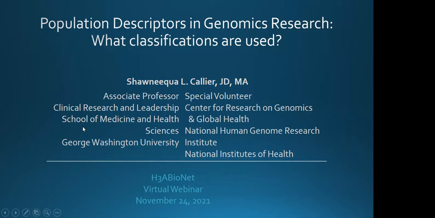And the title of the webinar, as you can see on the screen, is Population Descriptors in Genomics Research: What Classifications Are Used? This seminar will be provided by Dr. Shawneequa Callier, who is an associate professor in the Department of Clinical Research at the George Washington University School of Medicine and Health Sciences, with training in law, bioethics, and genomics.